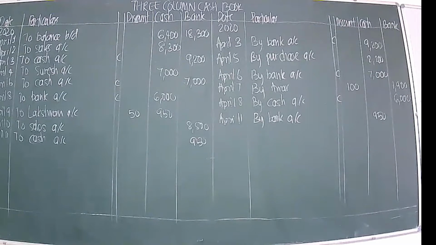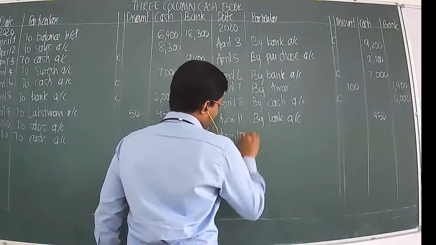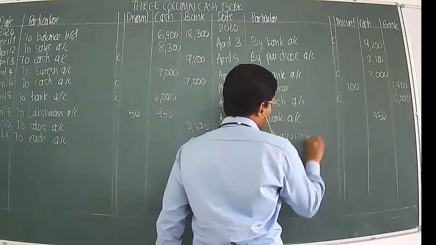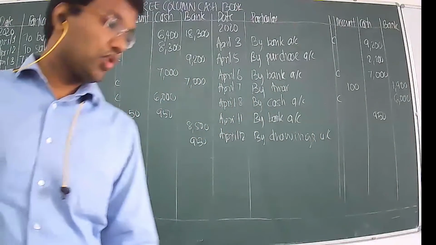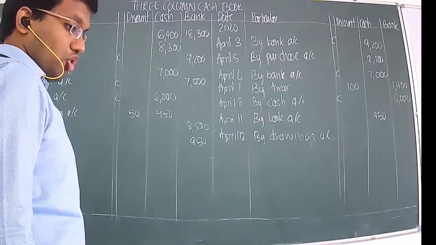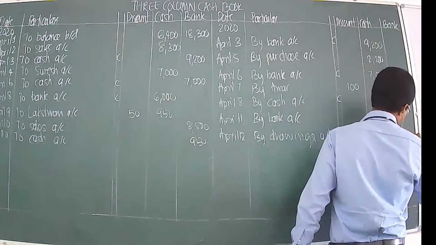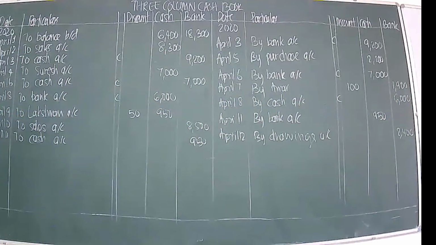April 12th, drew by check for personal use. April 12th, by drawings. When you withdraw money, remember it is personal in nature. Drew check for personal use. So by drawings, and since it's by check, you will record the amount against the bank column. Now let's look at the next one.